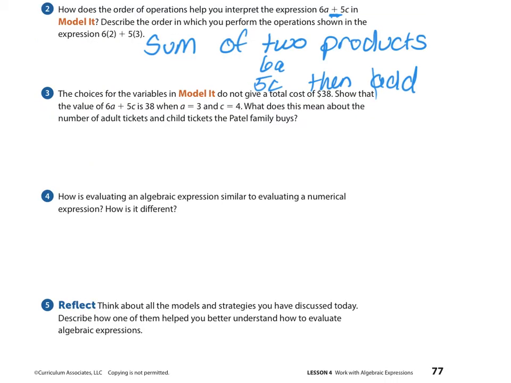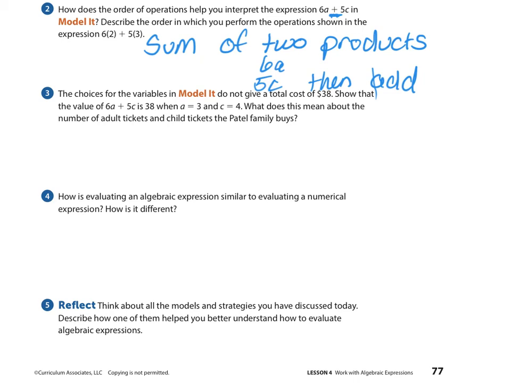Okay, number 3, the choices for the variables in Model It do not give a total cost of 38. So if you go back to the Model It on page 76 at the bottom, okay, it gives you an answer of 27 and 45. Show that the value of 6A plus 5C is 38 when A equals 3 and C equals 4. What does this mean about the number of adult tickets and child tickets the Battelle family buys?